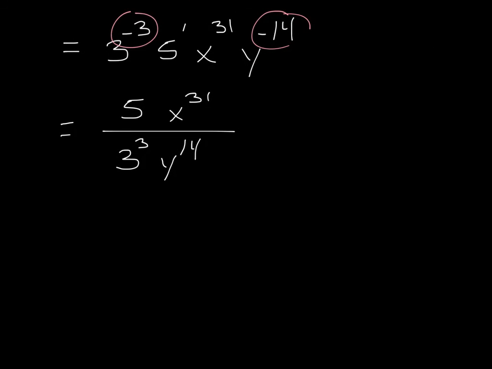But if I wanted to, I could calculate what this 3 to the 3rd is right here. So I will. 3 to the 3rd is 27. So maybe a cleaner way of writing this would be 5 x to the 31 over 27 y to the 14th.